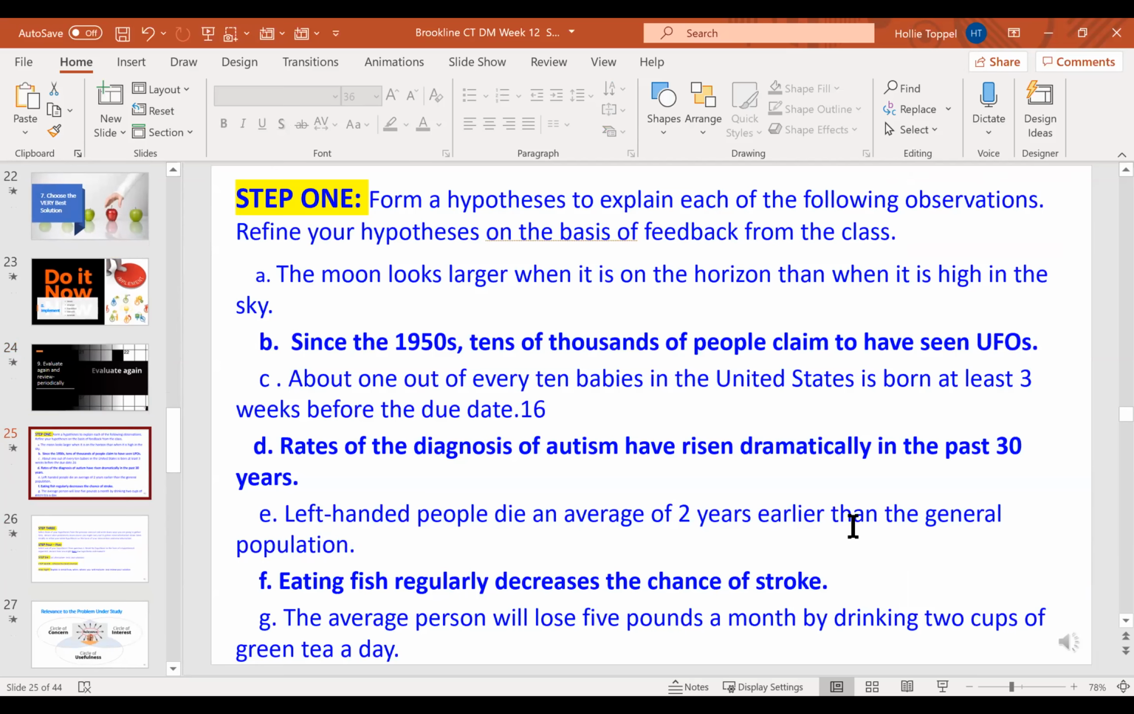1 out of 10 babies in the United States is born at least 3 weeks early. The diagnosis of autism has dramatically risen in the last 30 years. So why is that? Left-handed people die an average of 2 years earlier. Eating fish decreases the chances of a stroke. And the average person will lose 5 pounds in a month by drinking 2 cups of green tea. Okay, so take one of those.